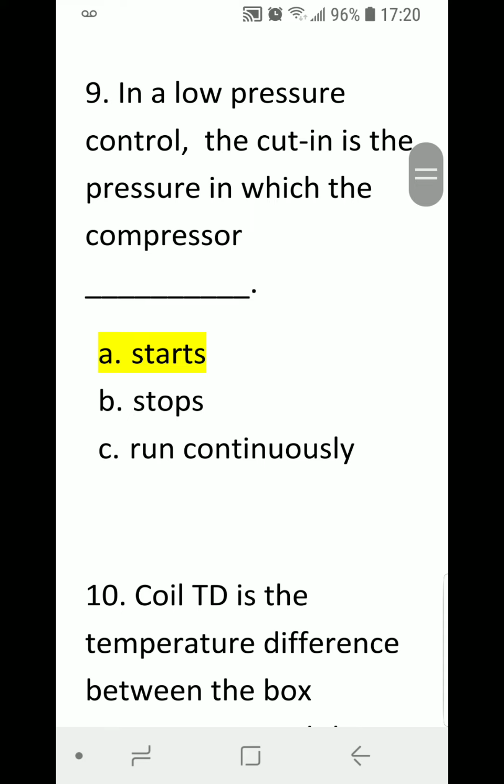Number 9. In a low pressure control, the cut-in is the pressure in which the compressor blank. A. Starts. B. Stops. C. Run continuously. Correct answer is A. Starts.